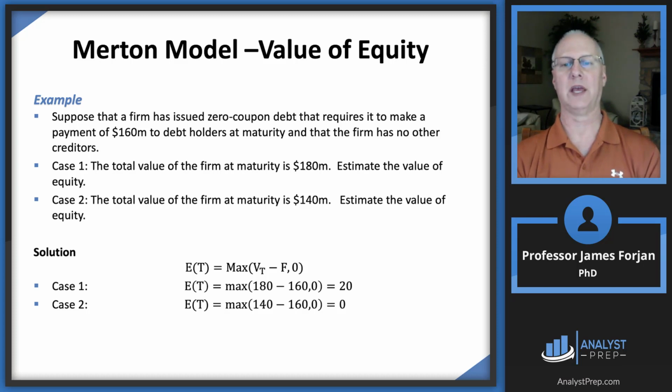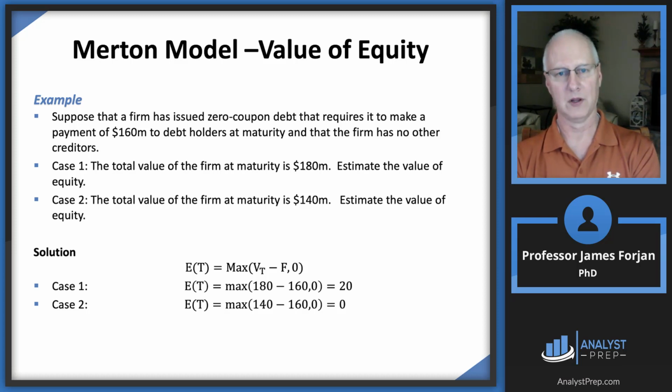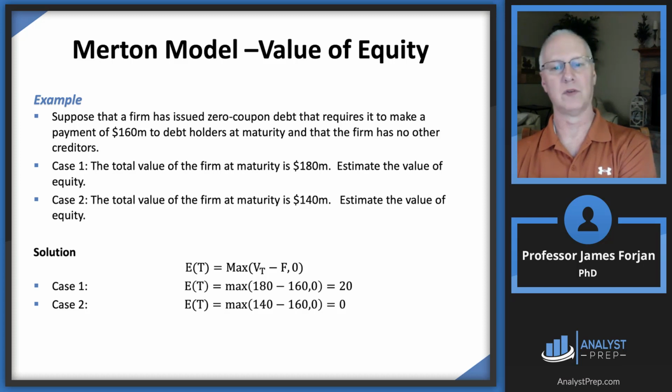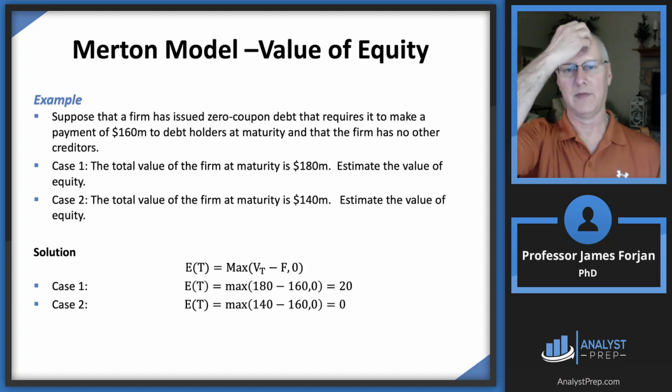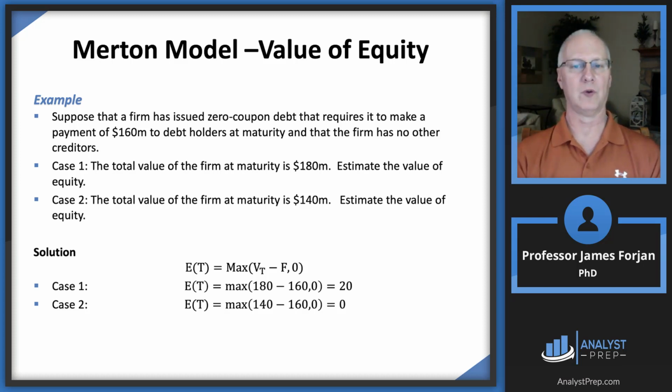So skip down to case one. All we need to do is take the 180 minus the 160, and the value of the equity is going to be $20. That's the value of the call option. The shareholders have a call option on the assets of the business. Now, on the other hand, if the value of the firm at maturity is only $140 million, well, then the max of 140 minus 160 and 0 is going to be 0.